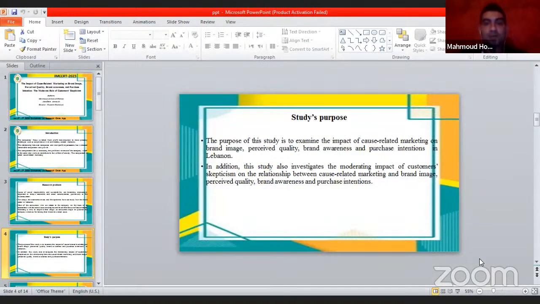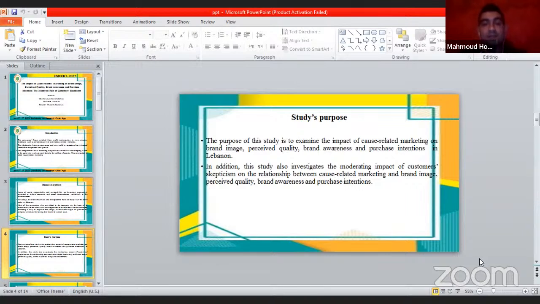The purpose of this study is to examine the impact of cause-related marketing campaigns on brand image, perceived quality, brand awareness, and purchase intention in Lebanon, mainly in the book sector. In addition, the study also investigates the moderating impact of customer skepticism on the relationship between cause-related marketing and brand image, perceived quality, brand awareness, and purchase intention.